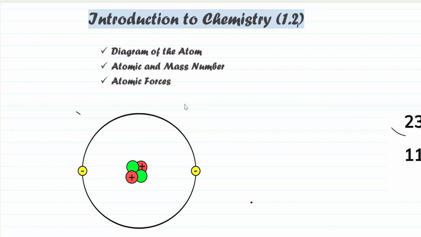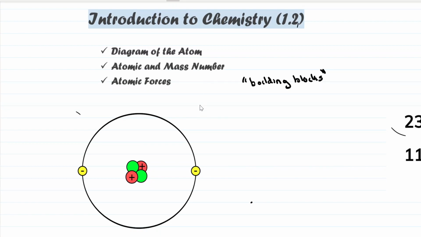First of all, the atom is the smallest unit of matter. It's defined as the smallest unit of matter that forms an element, and it's often referred to as the building blocks of matter. The building blocks of matter. And what that means is that it forms elements.